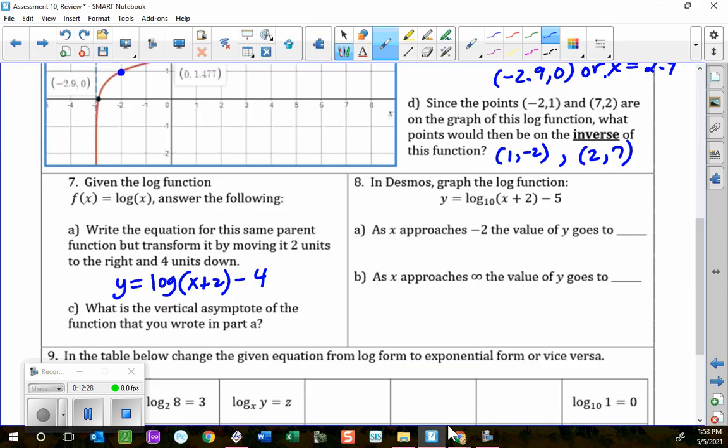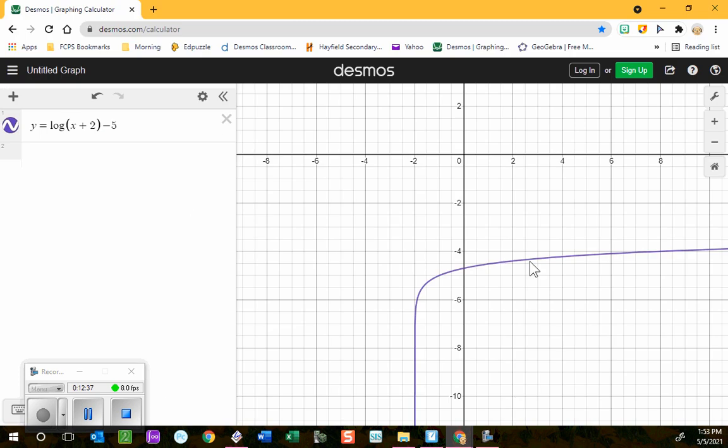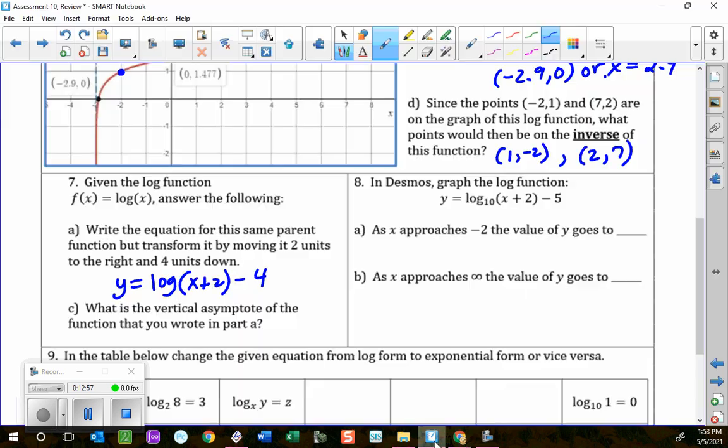X equals -2. So this question is asking, as x approaches -2, what does the value of y do? And so we can take a look at it and see. As you approach -2, approaching it from the right, look at that y value of that point. It's just getting smaller and smaller and smaller. It just gets smaller. Down to -infinity. As I go to the right, my y value gets larger and larger and larger. So this guy goes to -infinity. This one goes to positive infinity.